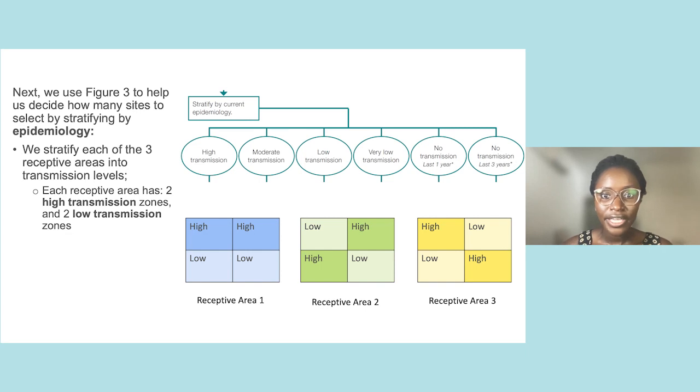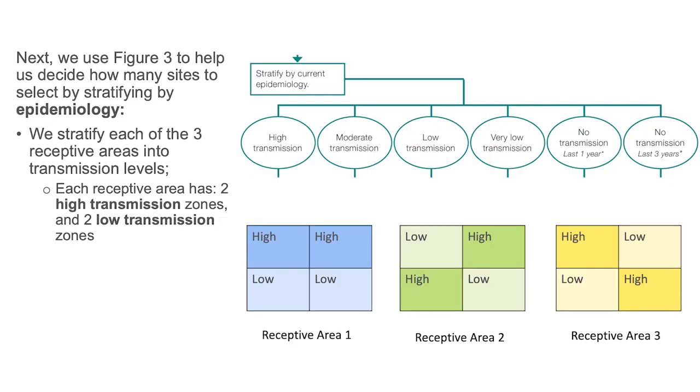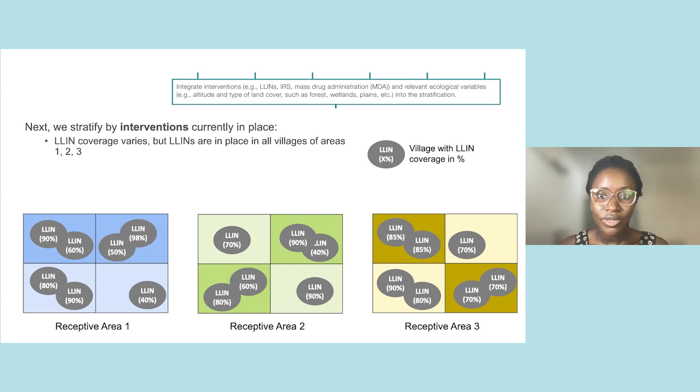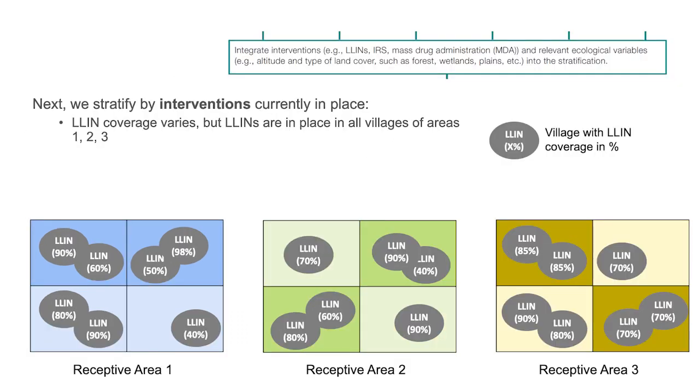Next, we stratify each area by epidemiology. In our example, each receptive area has 2 high transmission zones and 2 low transmission zones. Still working down Figure 3, we then continue the process by stratifying each area by the current interventions in place. In our example, LLINs are present in all villages, but coverage varies. We map each of these villages and report LLIN coverage.